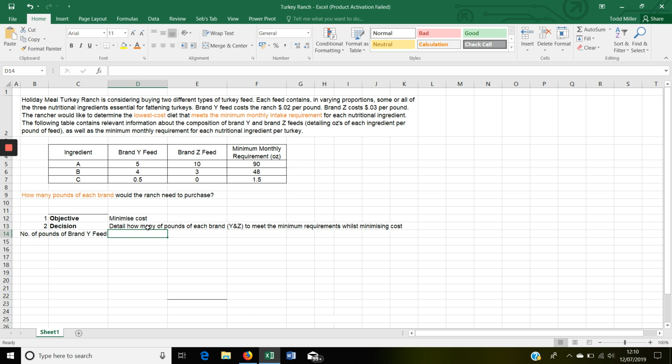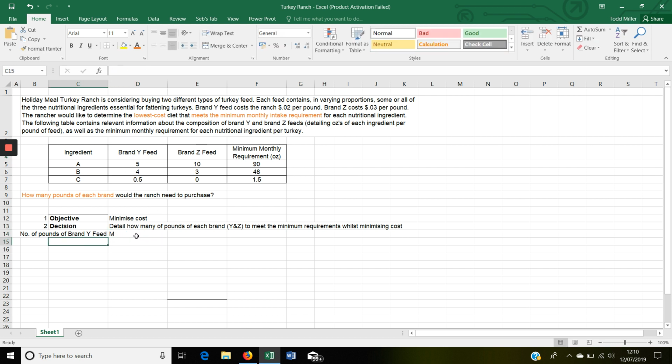We have the number of pounds of brand Y feed. We want to detail that as a letter. Now you can choose any letter you want. Usually it's X and Y or A, B and C. But because these letters are already included as types of ingredients or names of brand feed, we should just go with a different letter. We'll go with M.